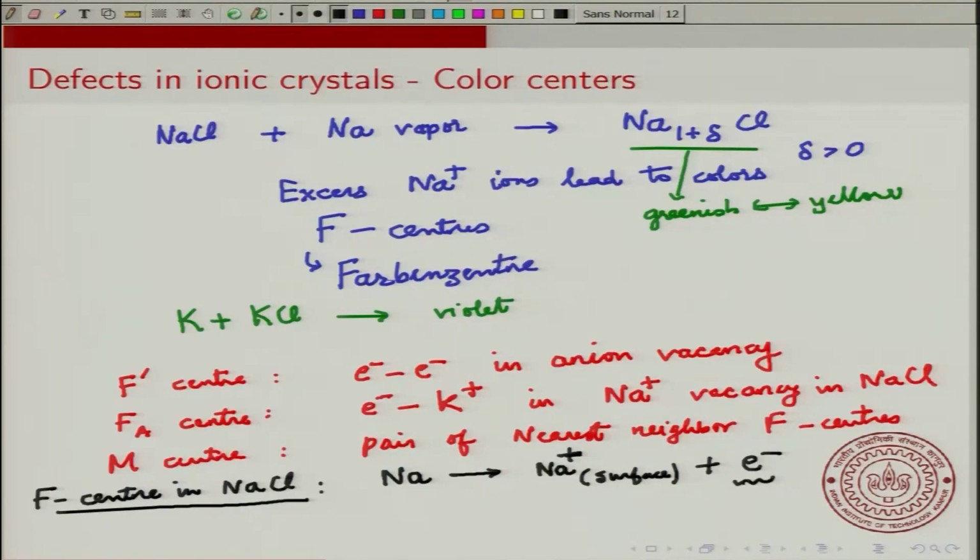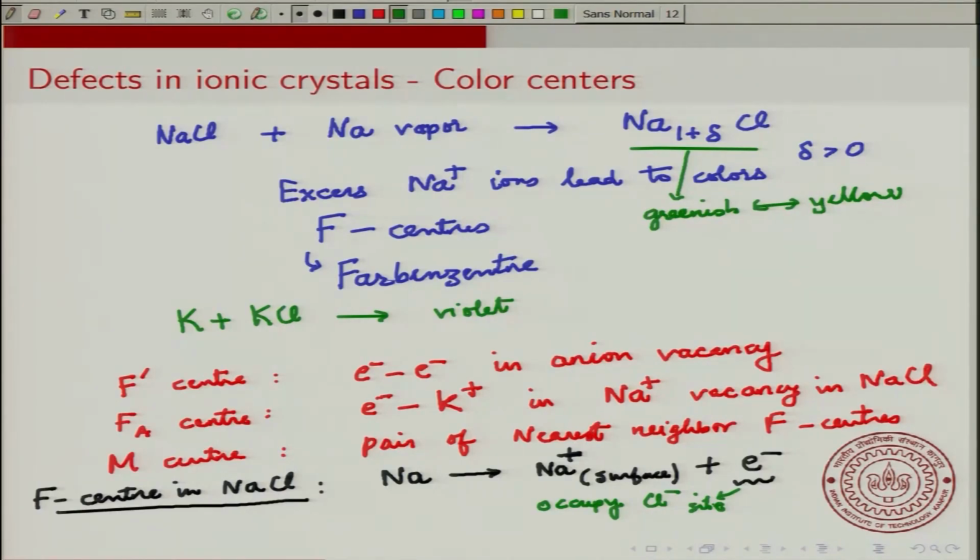So this electron occupies the Cl minus site, and this is the color center that you get. So the way you get an F center in NaCl is, even though it looks like excess sodium, it's actually the excess electrons produced due to ionization of the sodium, and those occupy the Cl minus site.